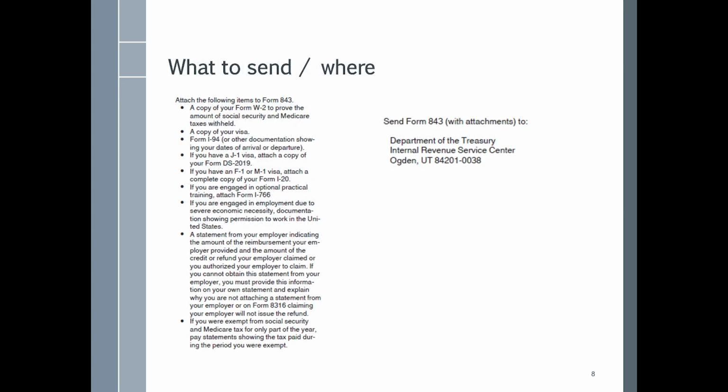All right, here's the big list of what needs to be sent in. Basically, a copy of your W-2, visa, I-94, I-20 or DS-2019, depending on what visa type you have, I-766 if you're in OPT, the statement from your employer saying that they're not going to refund anything, and the W-2 basically shows the tax withheld.